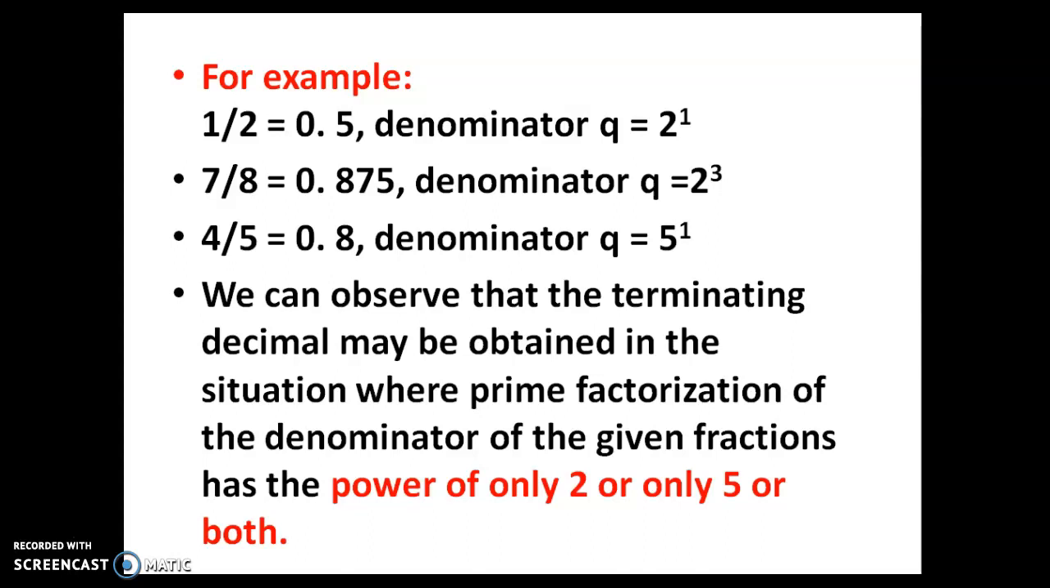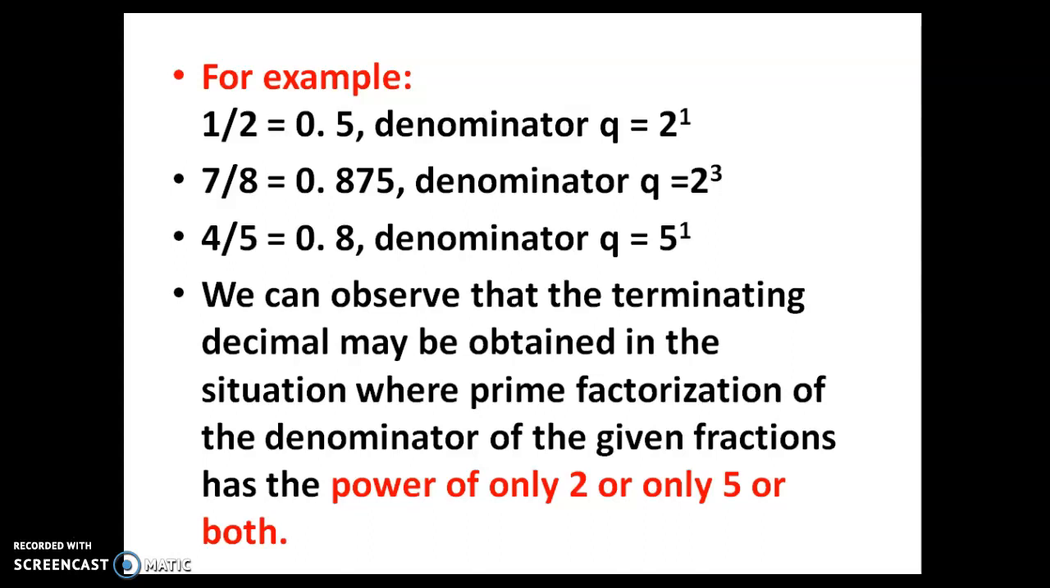Okay. 7 by 8. That 8, how can we write it? We can write it as 2 to the power of 3. If you take the prime factorization of 8, you will get 2 into 2 into 2. That's why we are writing 2 to the power of 3. That is also a terminating decimal expansion. Then 4 by 5. We are getting 0.8, which is terminating. And if you see the q, it is 5 to the power of 1.